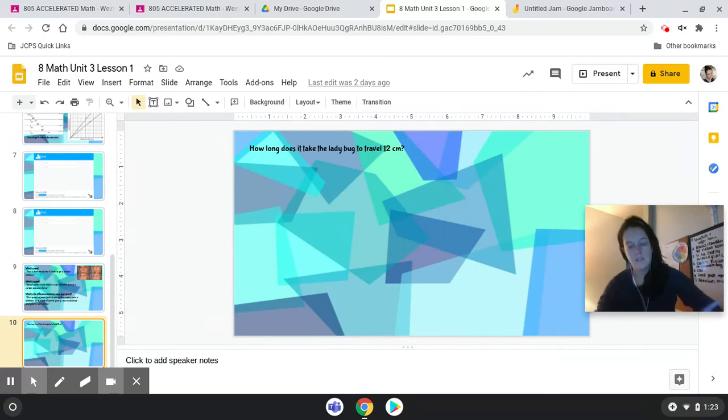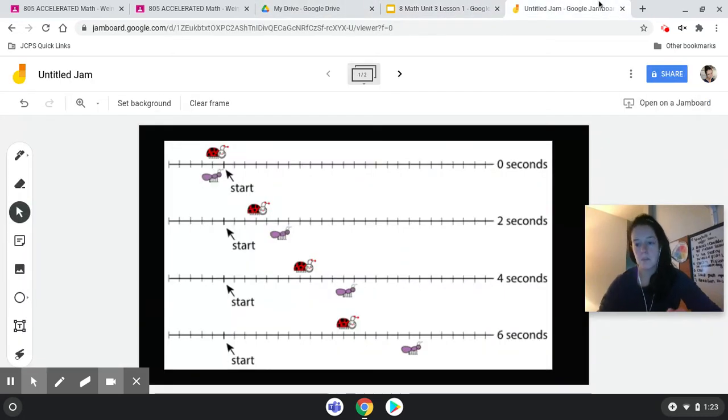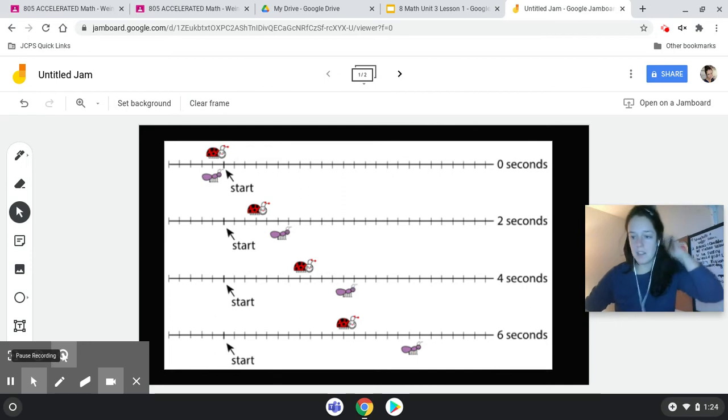So what you guys have to do here, and I'm going to use a Jamboard, and the reason I'm using this, okay, sorry, I had to go get my pen, so I paused for a minute. The reason I'm using this is because it allows me to draw on things. So you guys got to vote and determine whether you were able to pick out which line is the ladybug and which one is the ant.